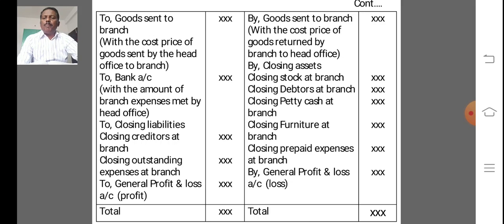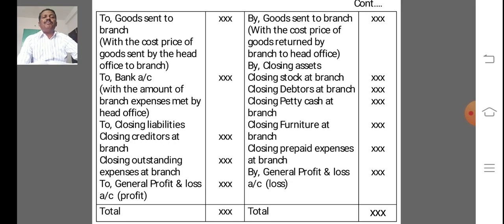So first we debit the opening assets, debit the goods sent to branch account, debit the bank account, debit the closing liability, and credit the opening liability, credit the bank, credit the goods sent to branch account, and credit the closing assets. Then the difference is called profit or loss. If the credit side total is more and the debit side total is less, the difference is treated as profit. Suppose the debit side total is more than the credit side total, the difference is treated as loss.